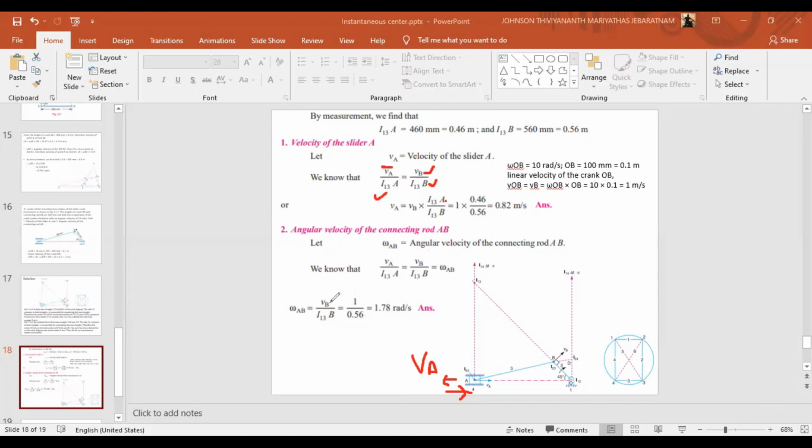VB we know is 1, and I13B we have measured here as 560 millimeter, that is 0.56 meter. So if you replace VB with 1 and I13B with 0.56 meter, I will have 1.78 rad per second. So the angular velocity of the connecting rod is 1.78 rad per second.